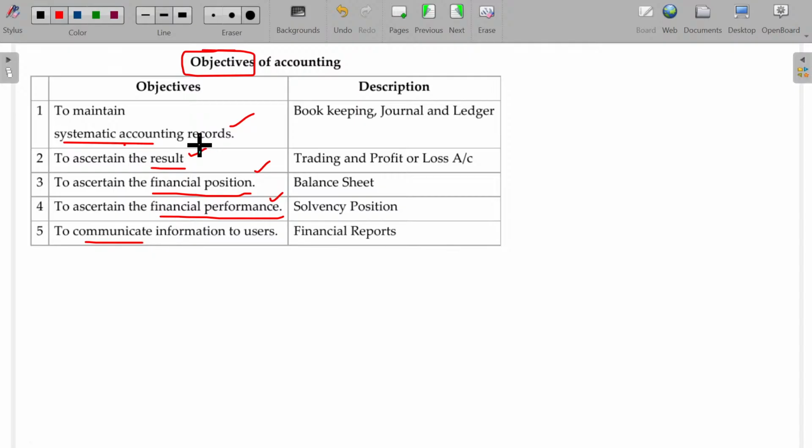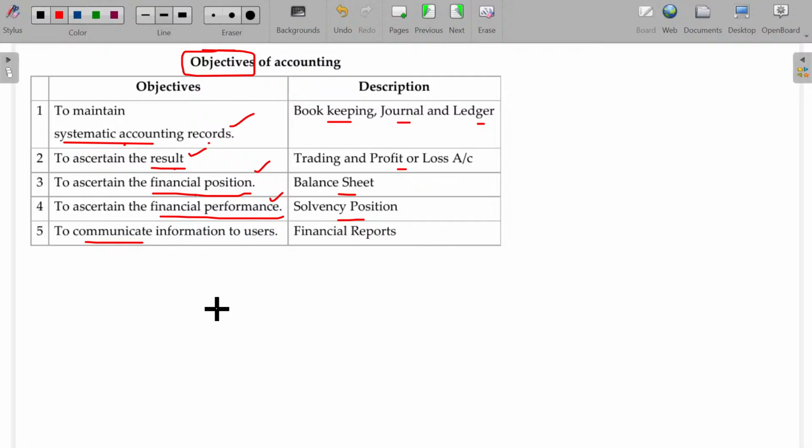Maintaining accounting records is nothing but bookkeeping, journal entry, and ledger. To know the results is nothing but trading and P&L account. Financial position is nothing but the balance sheet. Financial performance is nothing but solvency position. Will they be able to settle the money due? Any dues that are there or not, right?